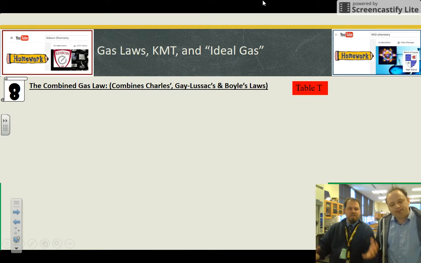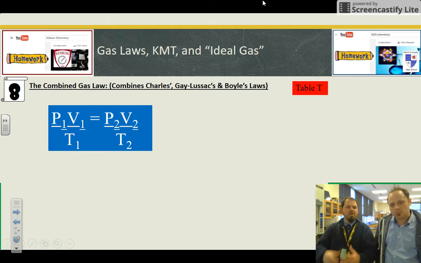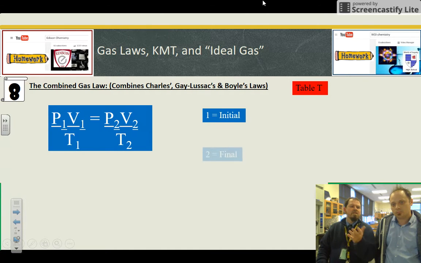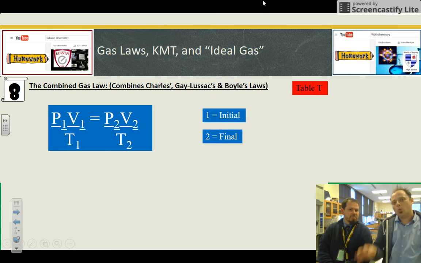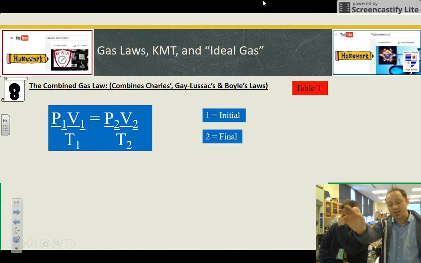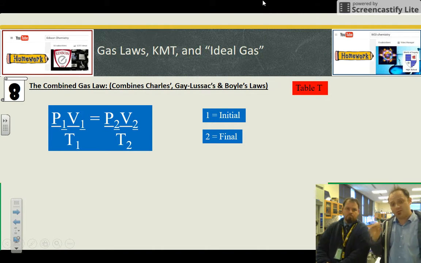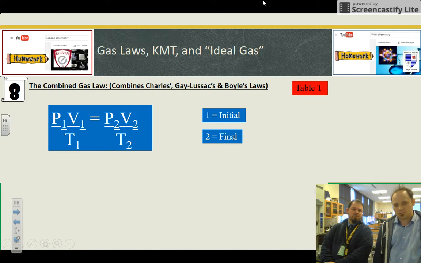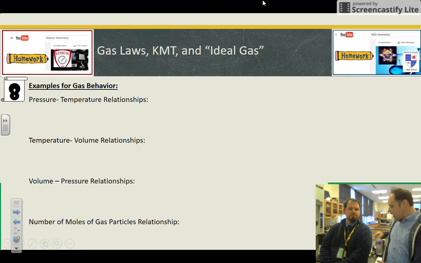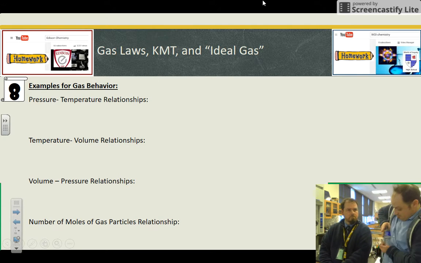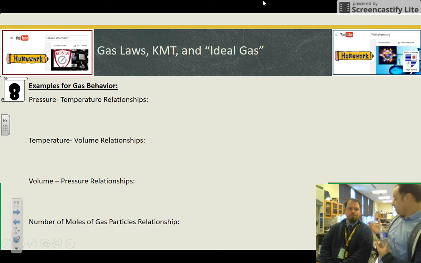So on Table T, we take all these equations and put them right together. We're not going to touch too much on the rate law equations. This is the one that's in the reference tables. What you're going to have to do with these calculations, which is why we're trying to save some time for that, is you're going to be given 5 of the 6 variables and you have to solve for the 6th variable using algebra. Know that the 1 is the initial conditions, the 2 is the final, because we're always comparing before versus after.